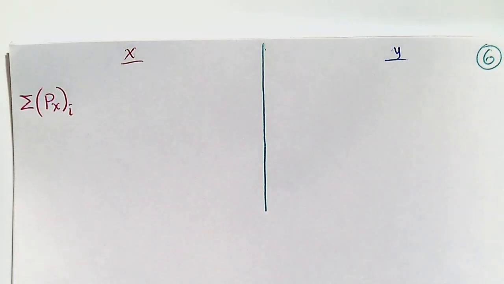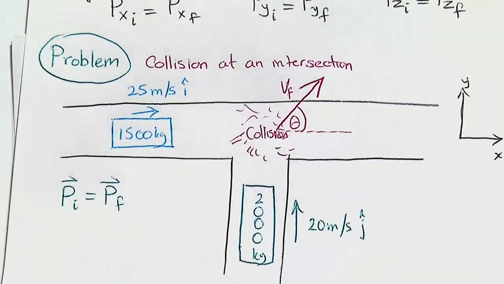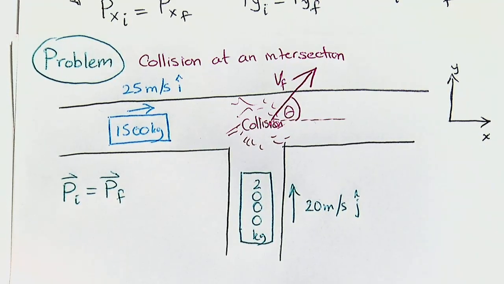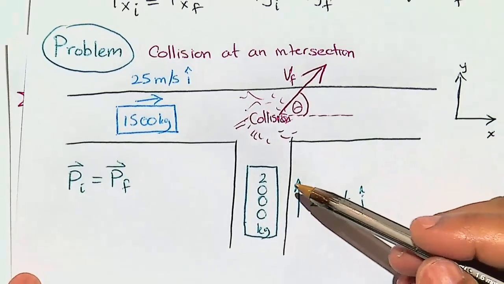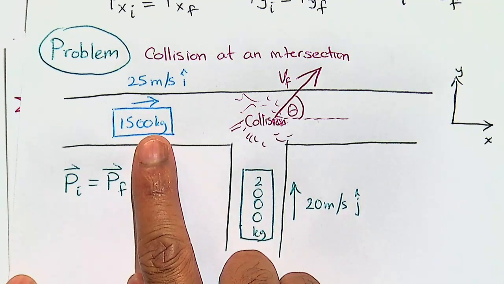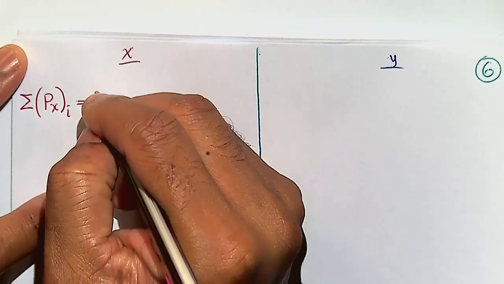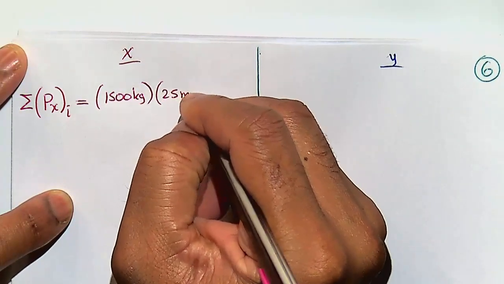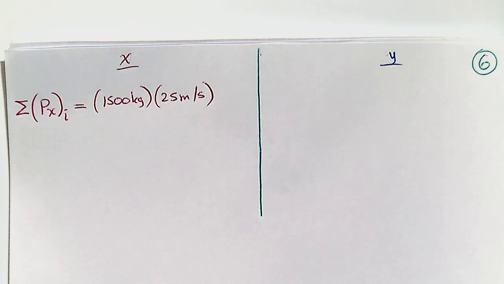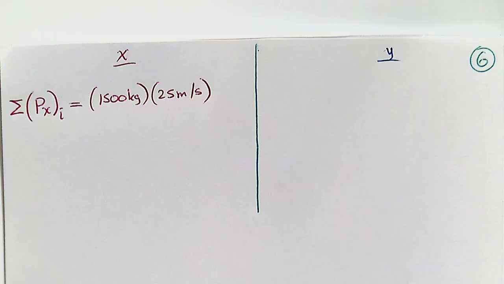Initially, what I'm going to do is sum up all the momentum in the x direction initially. It is a sum, because there could be multiple objects in your system, and you do want to add them as vectors together. So you come here and say, okay, I need all the momentum in the x direction initially. This car doesn't contribute anything to the x direction, only this does. So the initial momentum in the x direction is the 1,500 kilogram car going at 25 meters per second. And it's positive, because it's going in the positive x direction.